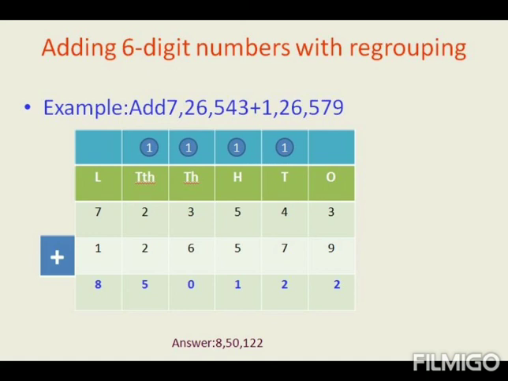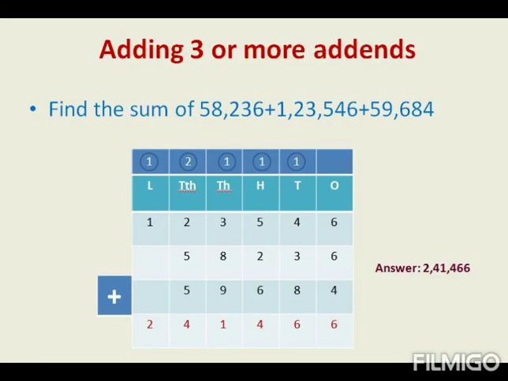4 plus 6, it is 10. Again a 2-digit number. Write 0 and carry over 1 to the 10,000s place. Now in the 10,000s place, 1 plus 2 is 3, 3 plus 2 is 5. Next, in the lakhs place, 7 plus 1 is 8. So your answer is 8,50,122. So children, don't forget to write the answer.